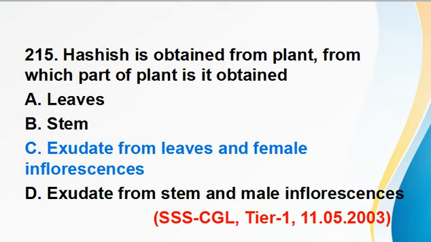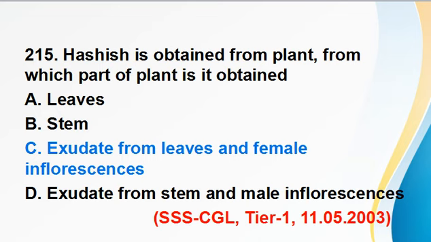Now question number 215. Hashish is obtained from plant. From which part of plant it is obtained? A. leaves, B. stem, C. exudate from leaves and female inflorescence, D. exudate from stem and male inflorescence. So answer C is correct.